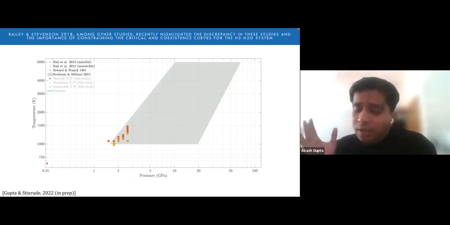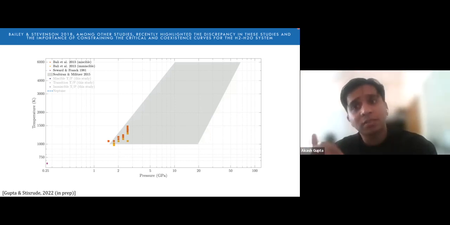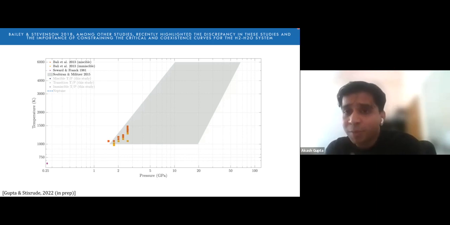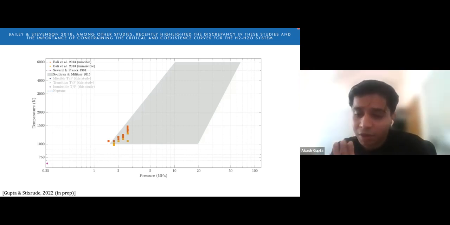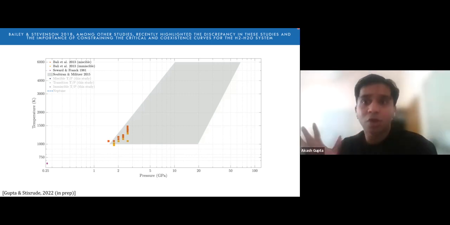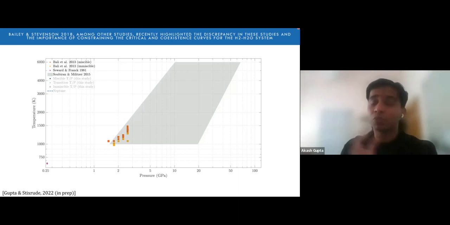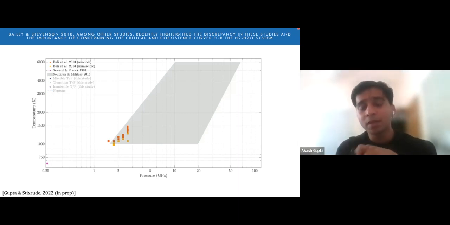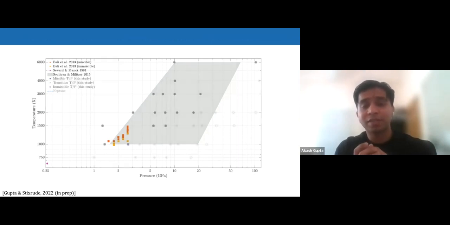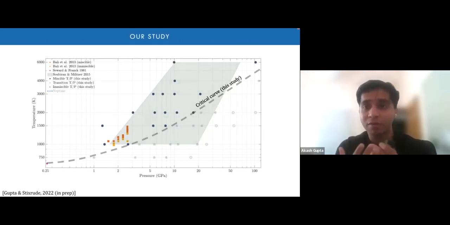But a number of recent studies have pointed out this discrepancy between what the experiments were telling us and what these results were showing us, and also the importance of quantifying the critical curve and the coexistence curves of the hydrogen-water system to really understand what is happening with these kinds of planets. So on this front, we decided to go a step further and try to quantify what's really happening out there.